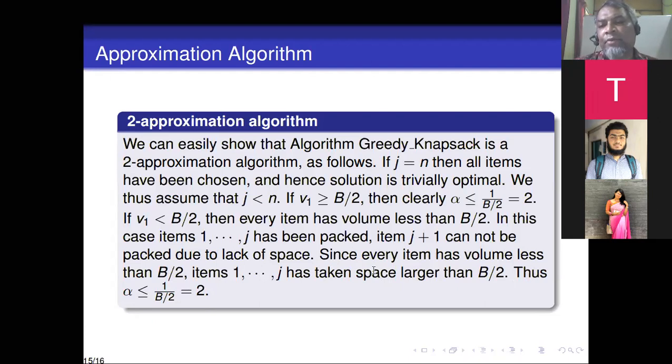Every item has volume less than b by 2. So we are packing one after another in the sorted order, and eventually sometimes we cannot take someone. But the remaining space must be less than b by 2. That is, the space we have occupied is greater than or equal to b by 2. Is it clear? Thus, alpha is less than or equal to 2.